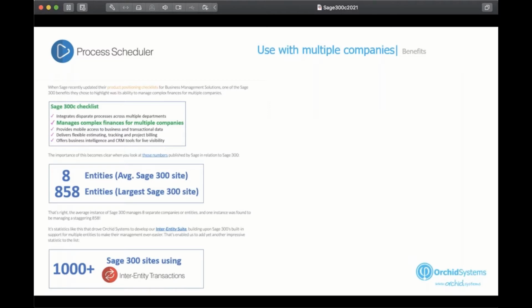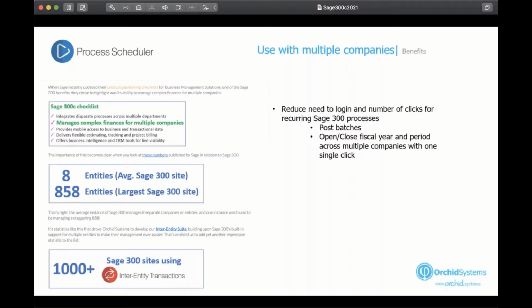As we discussed in a recent blog, the average Sage 300 site has 8 entities because Sage 300 offers many advantages for companies running multiple entities within one database or across multiple databases. But when finance managers who work with multiple databases use the system, they often need to log on to many companies just to perform regular tasks such as posting batches, opening and closing fiscal periods. They also need more visibility across the various companies.